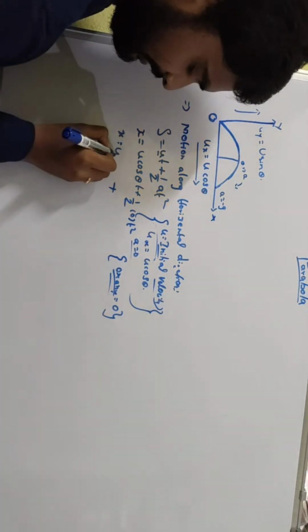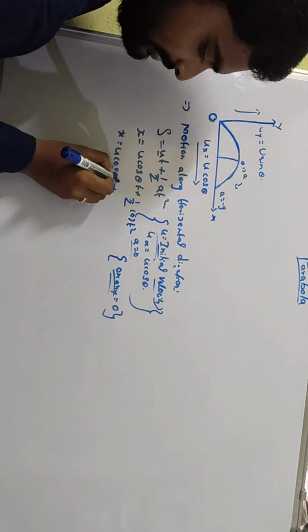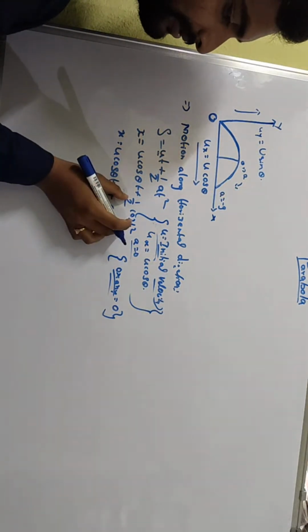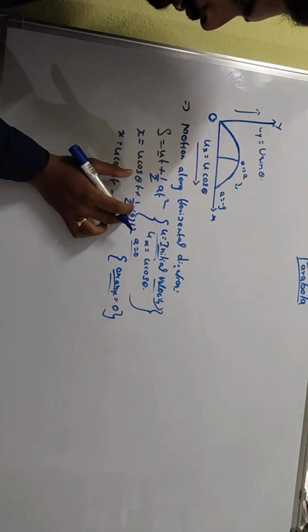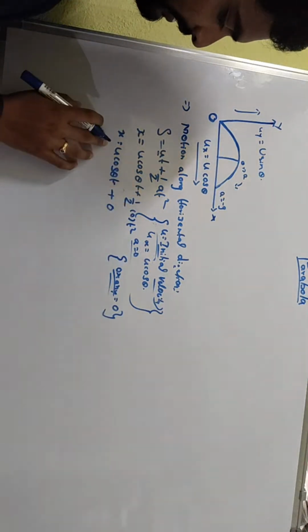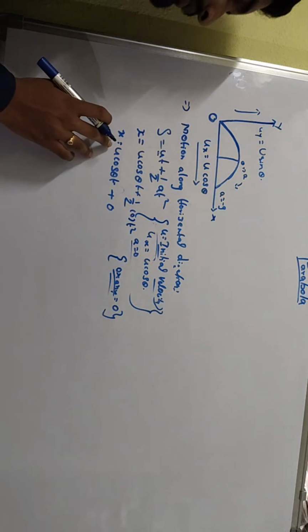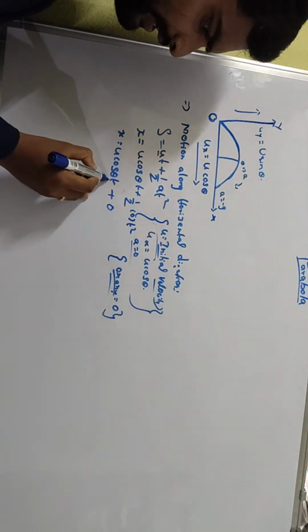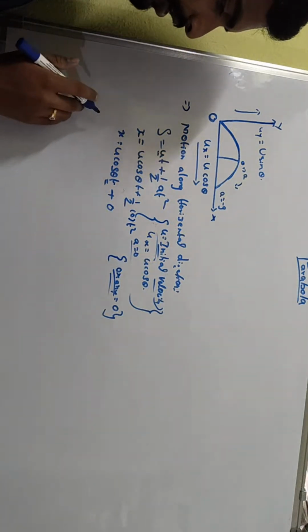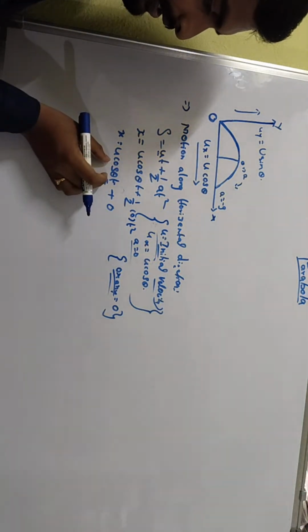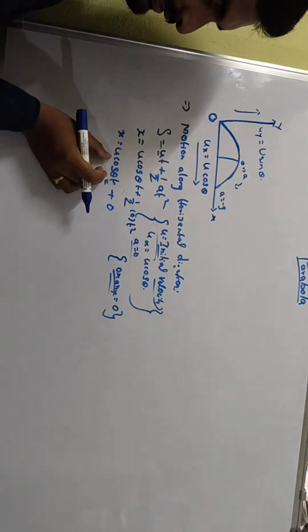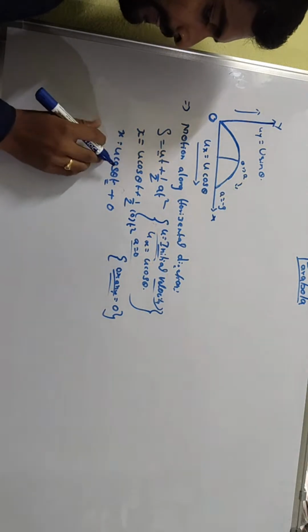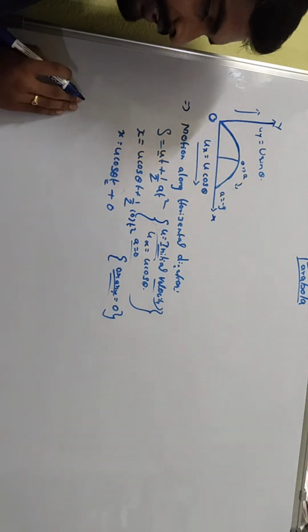So u cos theta into t, plus 0, and this total becomes 0. Why? Because 0 into anything is 0. So finally what we get here is x = u cos theta into t. First of all we are going to find the time of the object, and these two are in multiplication, these two are products, so u cos theta goes to the left side of the equation.